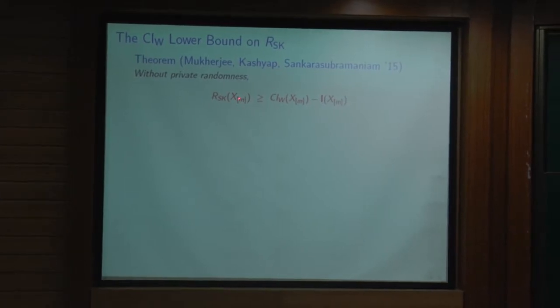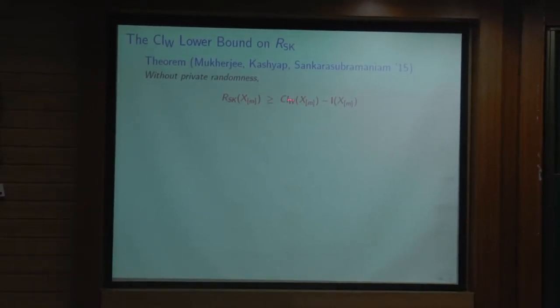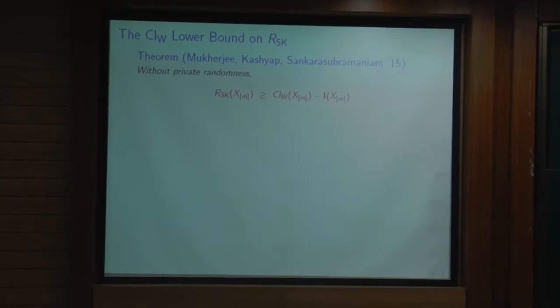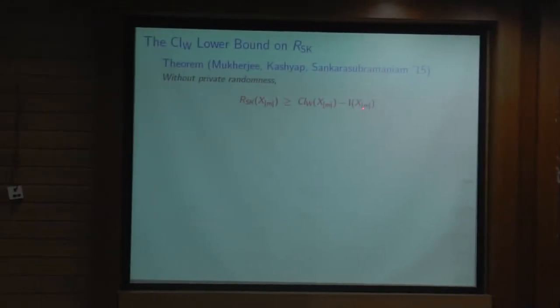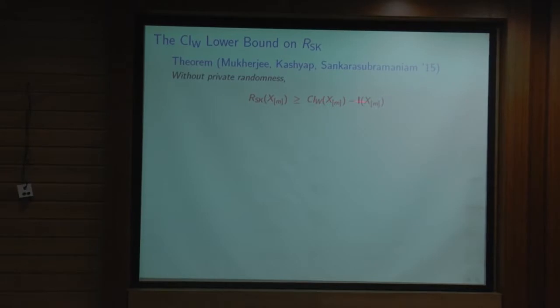That is, the communication complexity is lower bounded by the Wiener common information minus the secret key capacity. The upper bound is always H of X_M minus I of X_M. The lower bound is the Wiener common information minus I of X_M.